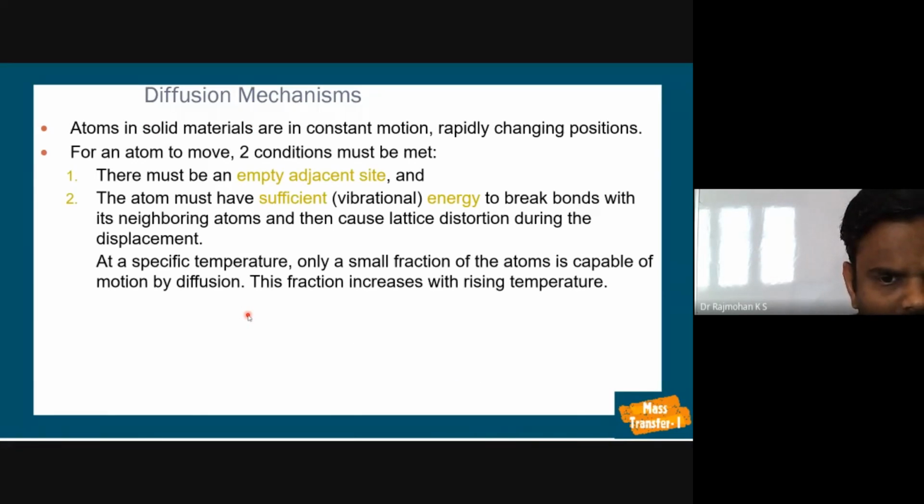But for an atom to move, what are the two conditions that must be available? One is that there should be an empty adjacent site. Number two, there should be sufficient energy to overcome the barrier, right?